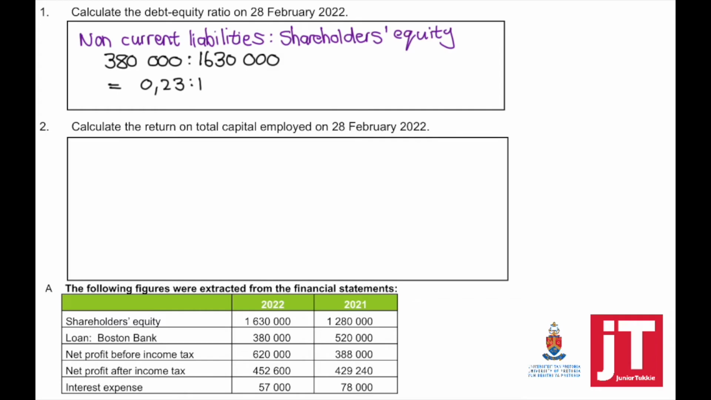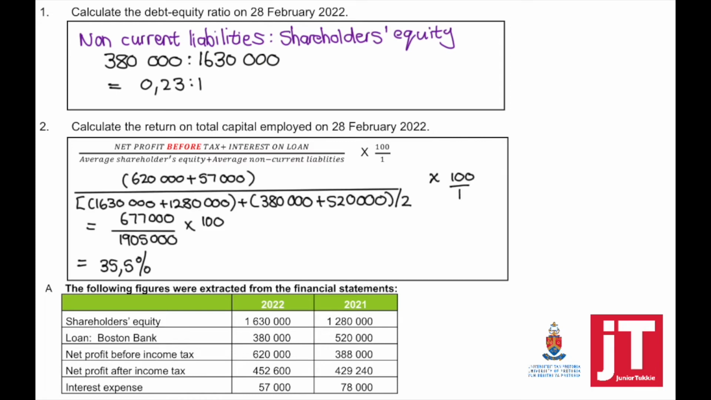Question number 2, calculate the return on total capital employed on 28 February 2022. Remember, it's your net profit before tax plus interest on loan. So they provided you with the net profit before income tax, and they provided you with the interest expense. So we simply add the two together, divided by the average shareholders' equity and non-current liabilities.